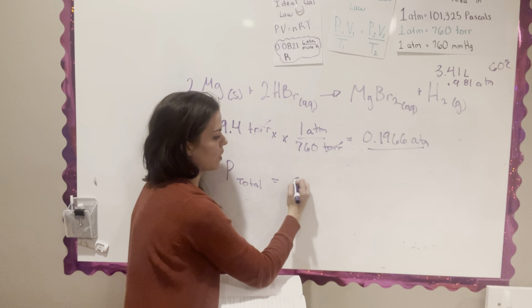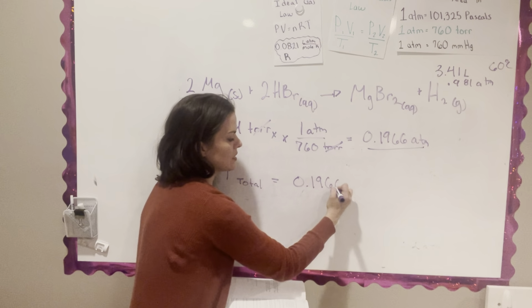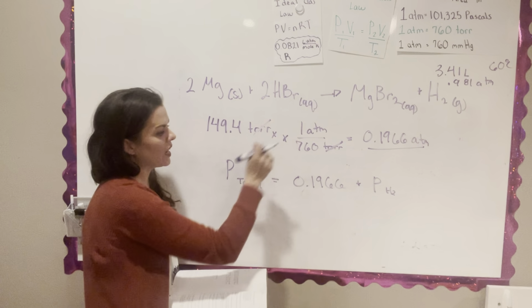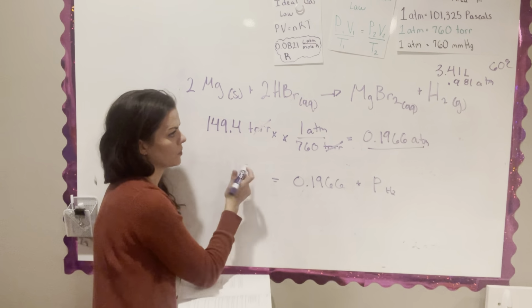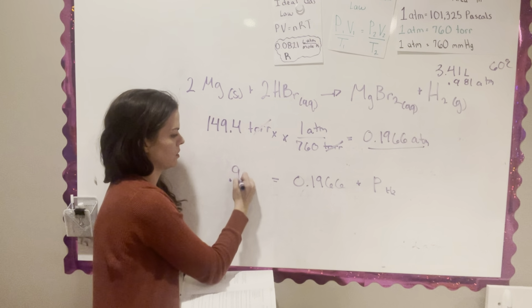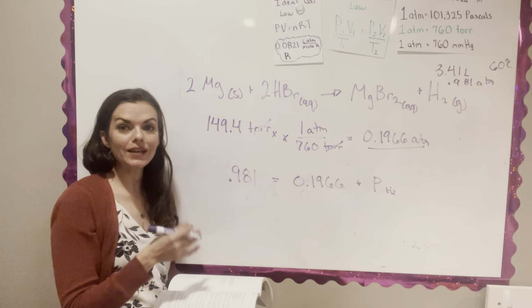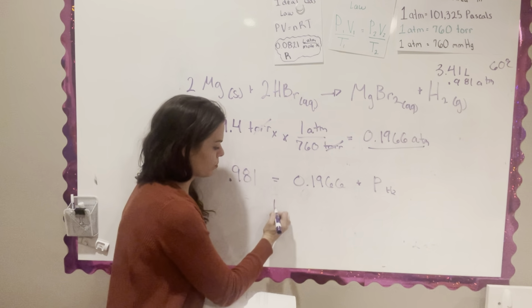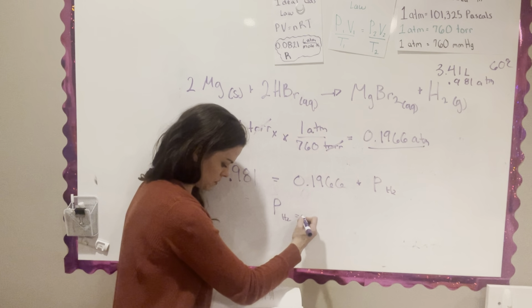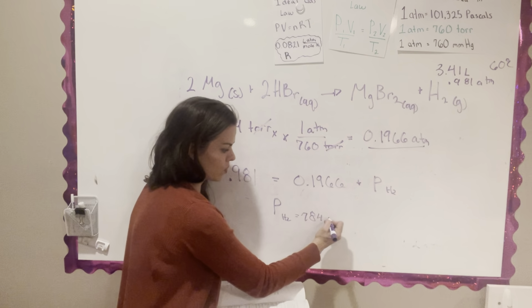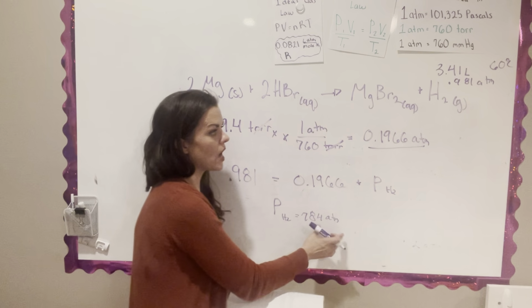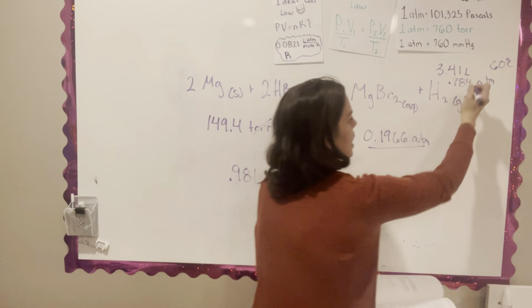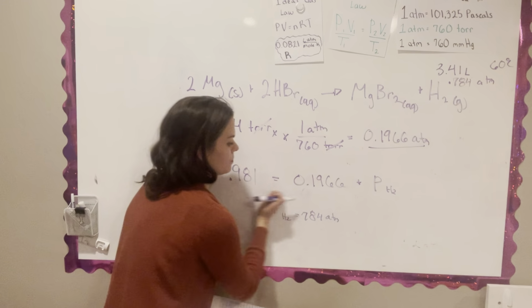Now, I then know that if I'm using my pressure law, the total pressure is going to be all these pressures added up. So I've got 0.1966. And I don't know the pressure of hydrogen gas, but I do know the total pressure, which is 0.981. So I can then do basic subtraction and calculate that the total pressure of the hydrogen gas is 0.784 atmospheres. So I'm not going to use 0.981. I'm going to use 0.784.